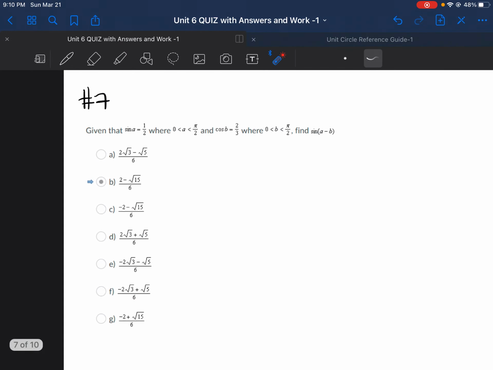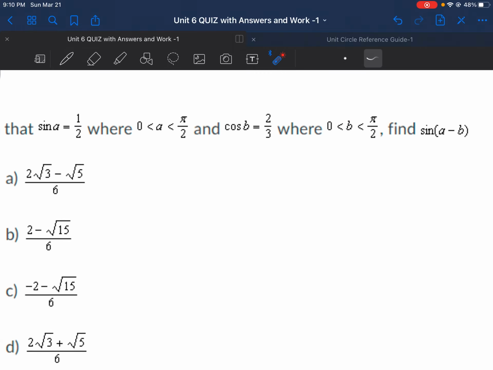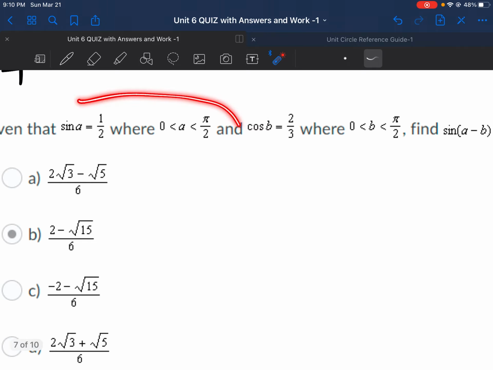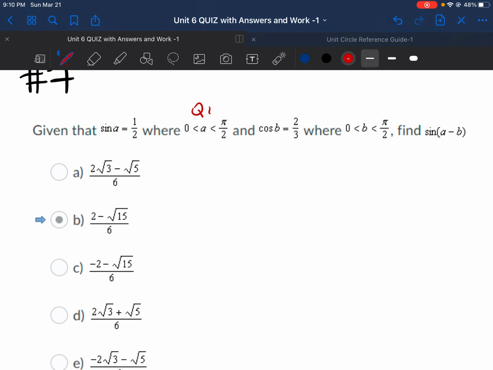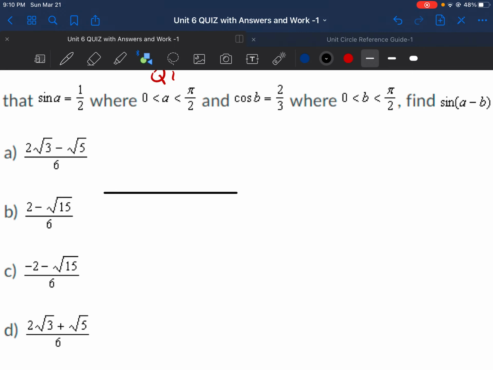All right, number 7 here. Here we get our first taste of a triangle problem where we have to make double triangles to solve some problems. So first triangle, sine of alpha is 1/2, where alpha is between 0 and pi over 2. This, by the way, just means that alpha is in quadrant 1. So let's go ahead and do that. So let's make our quadrant 1. Nothing fancy.